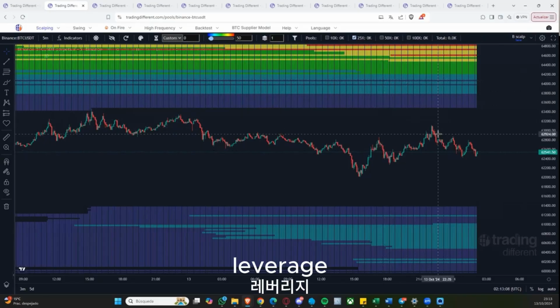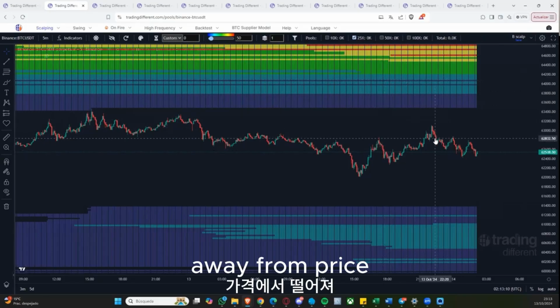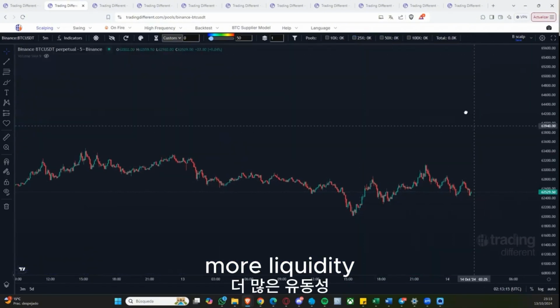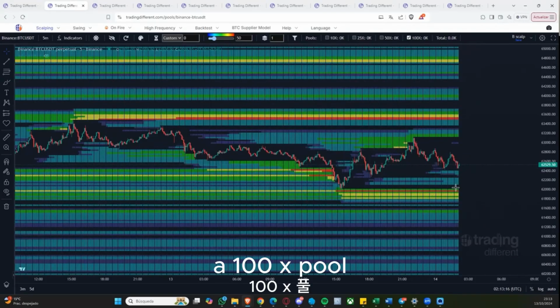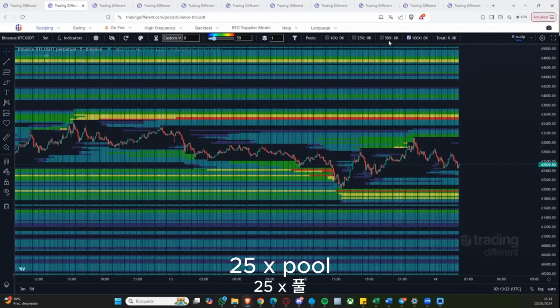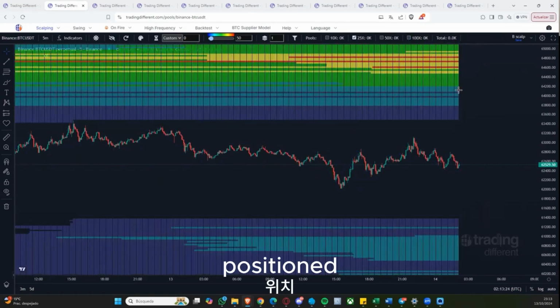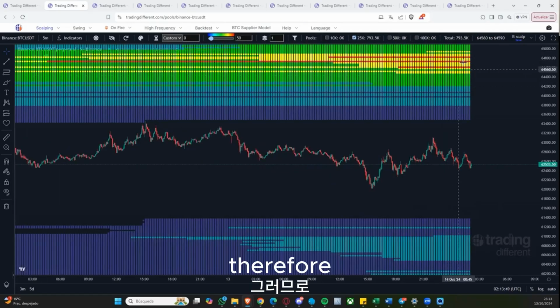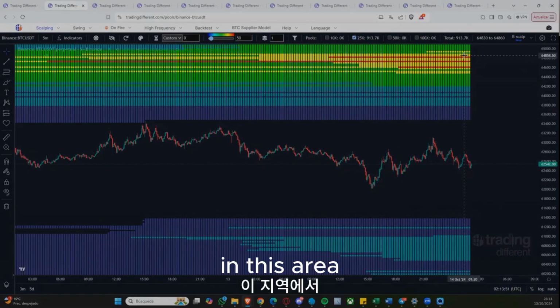With lower leverage, liquidity is further away from price. Being far away, the price takes longer to arrive and settle, allowing more liquidity to accumulate. For example, a 100x pool had 327,000, but if we look at a 25x pool, we are positioned in a red zone, we will see how the amount is much higher. Liquidity is 3 times higher, exceeding 1 million, which is considerable. This is because it takes longer for the price to reach and liquidate these leveraged positions. Therefore, more short positions are accumulating in this area.